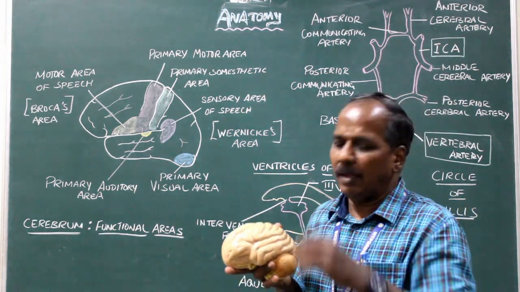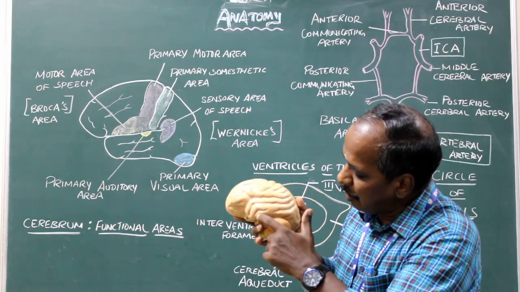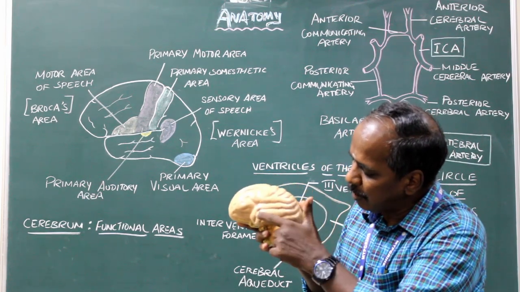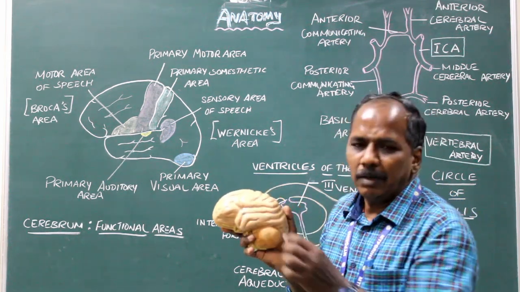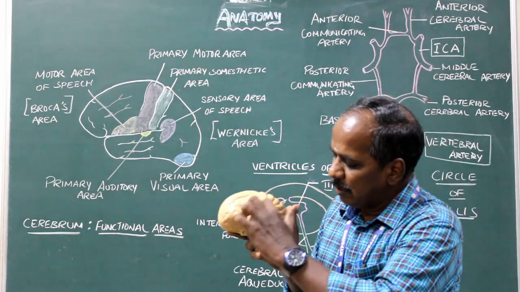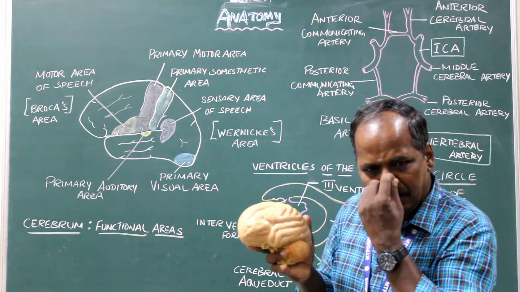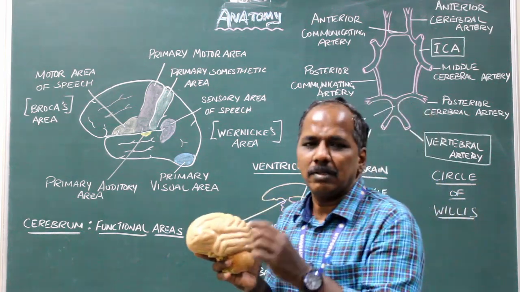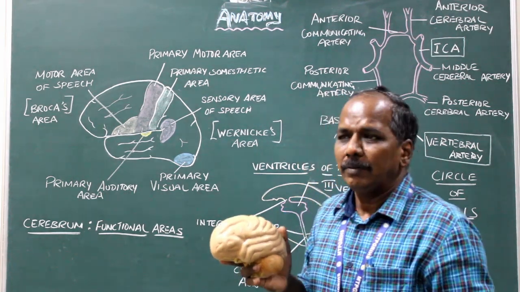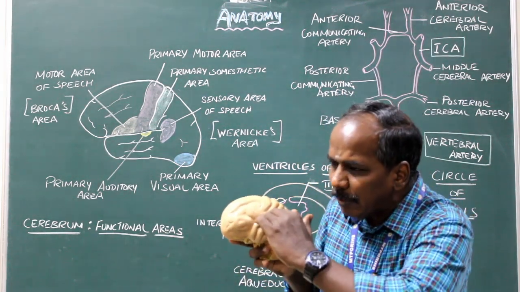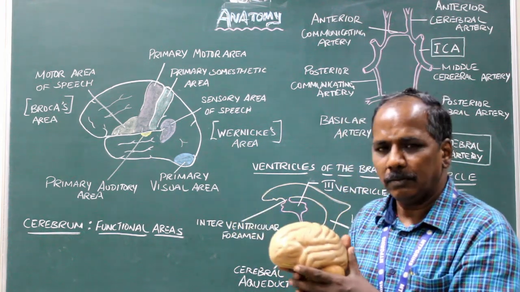Primary auditory area. You can see 3 gyri in the temporal lobe: superior temporal gyrus, middle temporal gyrus, and inferior temporal gyrus. Deep to the lateral sulcus, if you separate it, on the superior surface of the superior temporal gyrus the primary auditory area is present. So the primary auditory area is present on the superior surface of the superior temporal gyrus.